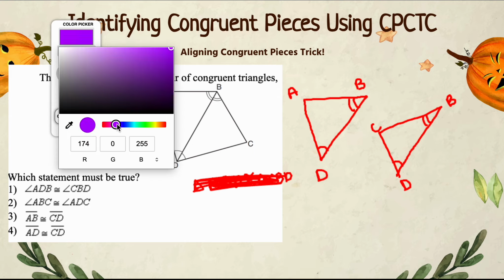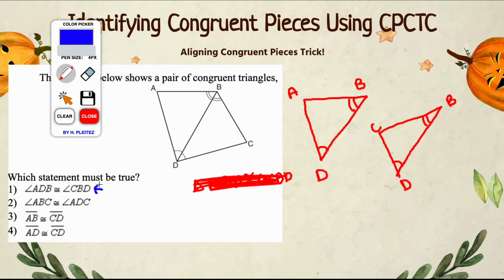So let's just go through our answer choices in some colors. So the first one says angle ADB, which is this one right here, is congruent to CBD, which is this one right here, right? And we can clearly see those are not corresponding pieces, so that cannot be true. Next one, let's do in this greenish color.